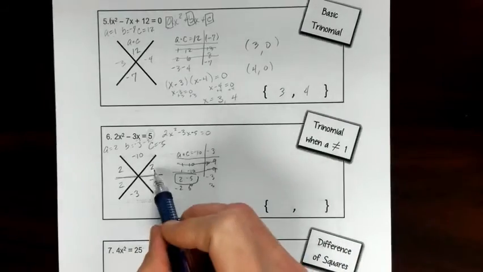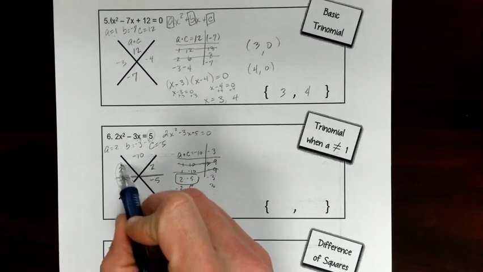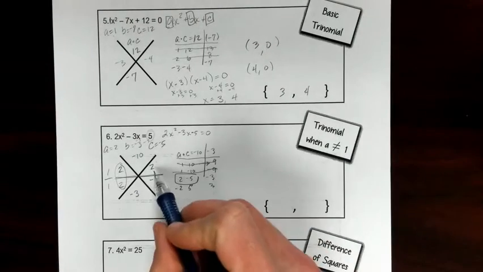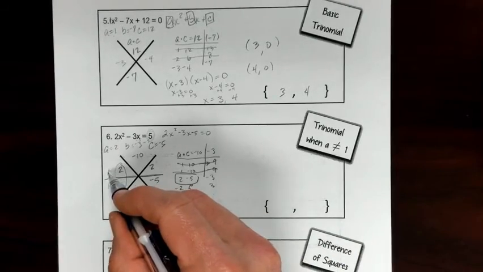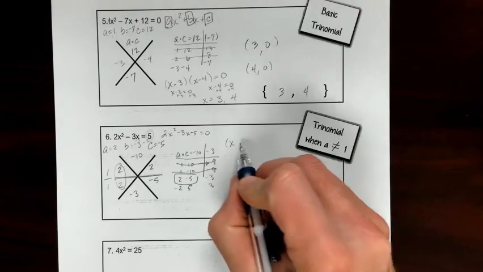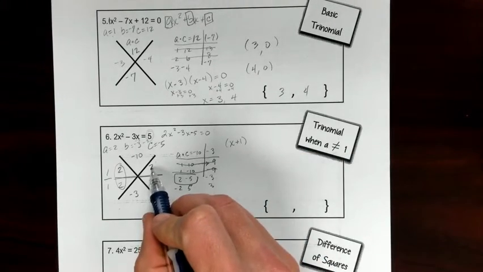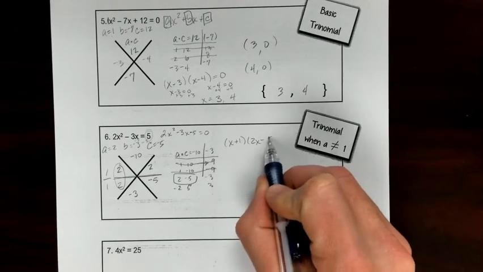And once again, we're looking to reduce these fractions if we can. You can reduce that to 1 over 1. That cannot be reduced. So my two factors are 1x, that's a positive, so plus 1, and then 2x, that's a negative, so minus 5.